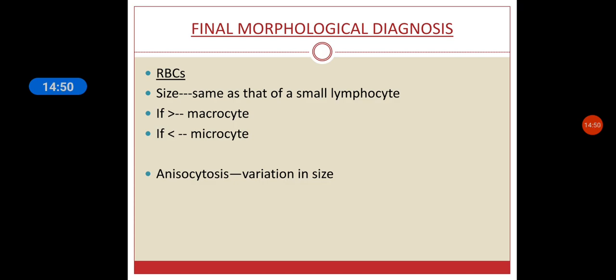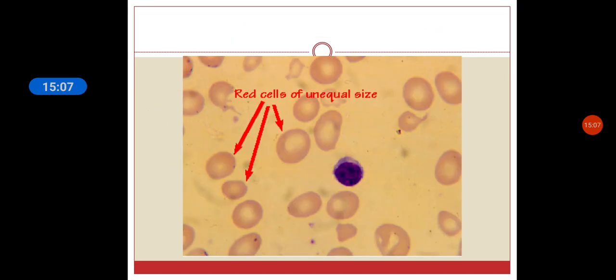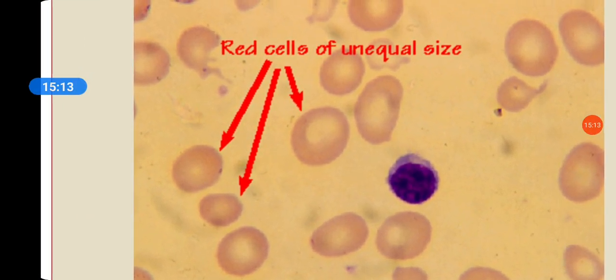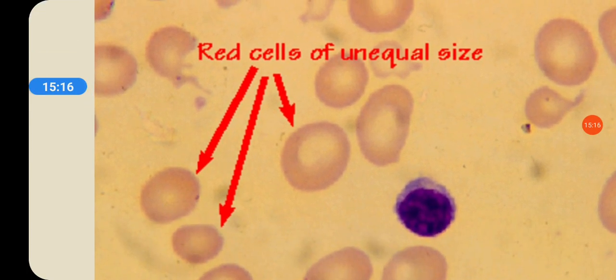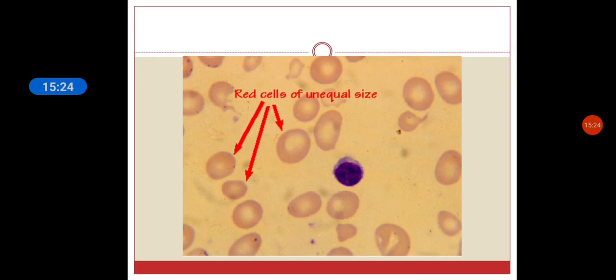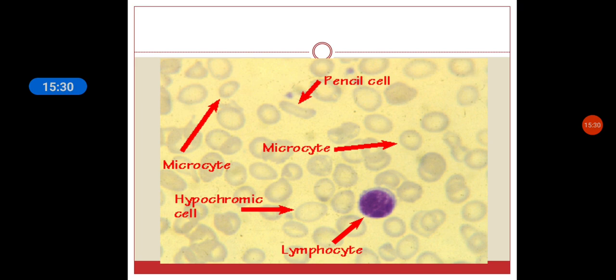So if there is a variation in the size and the shape, it is called anisocytosis, or anisopoikilocytosis. If you find variation in both the size and the shape, you can mention anisopoikilocytosis. Okay, so this is an RBC. If you can appreciate, they are of unequal size. So that indicates some of them are big. The one on the right is big. The one with the bigger arrow is a bit smaller compared to the other one. So this is indicating anisopoikilocytosis.